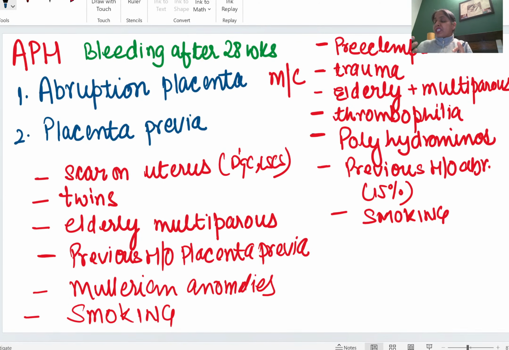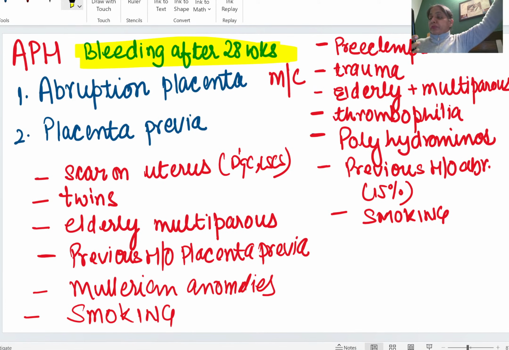Let's now do APH, antepartum hemorrhage. What is the definition of antepartum hemorrhage? Any one of you, please write down in the chat box. Genital bleeding after 28 weeks. If the bleeding is occurring after 28 weeks, it will definitely harm the fetus and mother. The two main reasons of APH, you all know this, are abruptio and placenta previa.